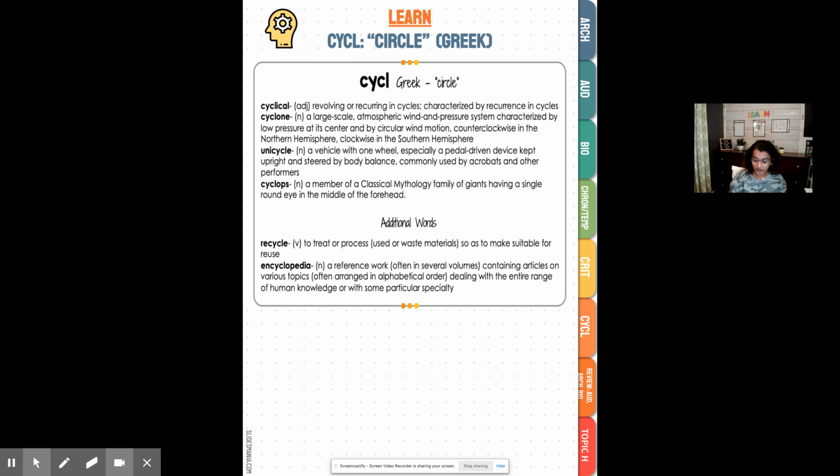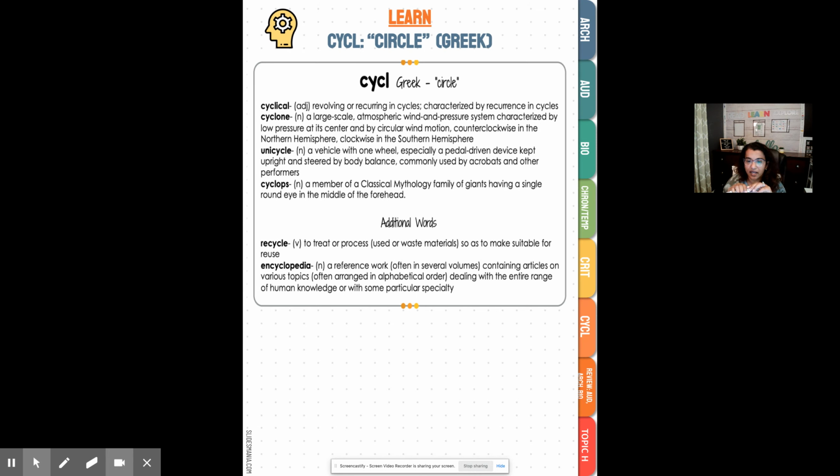Okay, our next word is recycle. I'm not going to go over that one. It's basically making it a process. That's what makes it cyclical. You use something, then you treat it, then you reuse it. It makes it a cyclical process.